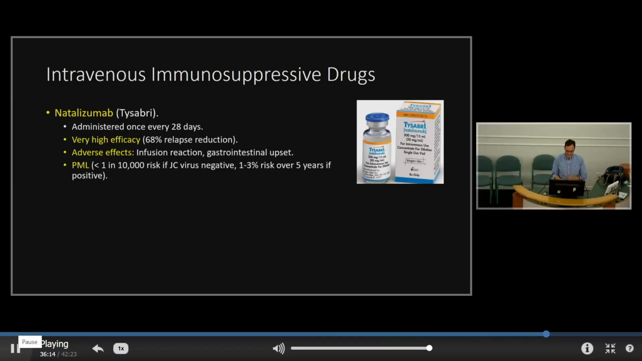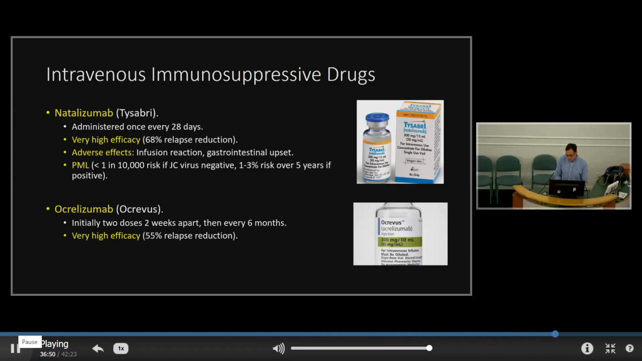The main thing is, the virus for PML is called the JC virus, and if you've got no JC virus detectable in you, in the blood, then you've got a very low risk of getting PML. But if the virus is positive, and like I said, probably at least half of all people have a positive virus in them already, then the risk is 1 to 3%. Now that's still pretty low, but considering how bad PML can be, and it can be lethal, you have to be very careful with this drug.